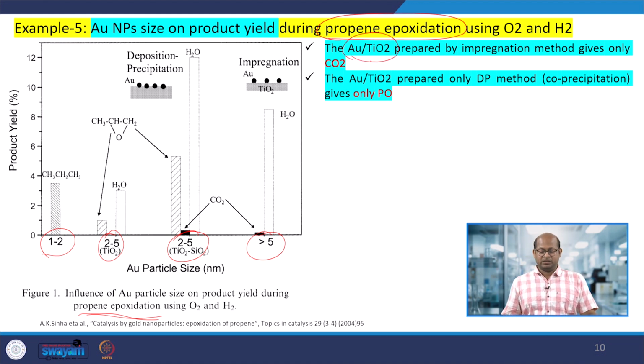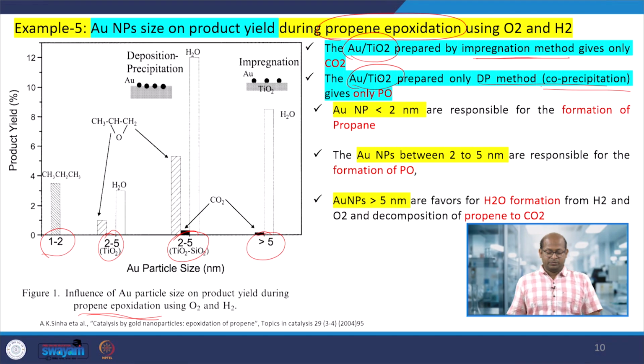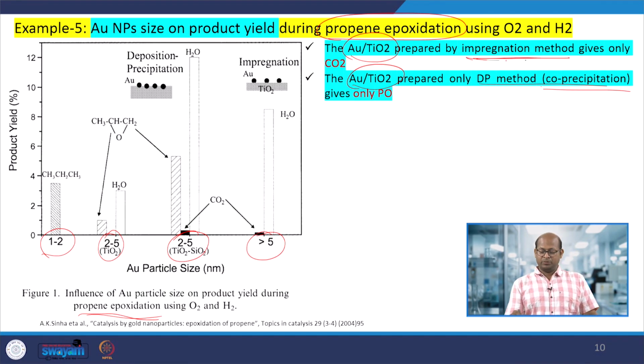So gold titania, that material can be prepared by the impregnation method or the co-precipitation method. It has been observed that when gold was impregnated over titania, only CO2 was observed in propene epoxidation in the presence of oxygen and hydrogen. So CO2 is the product that forms. When gold titania was prepared by the co-precipitation method, only propylene oxide was observed.